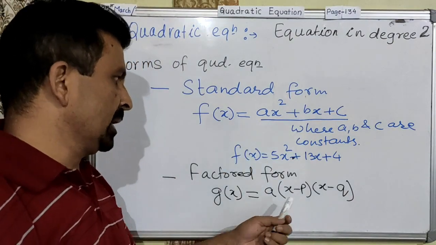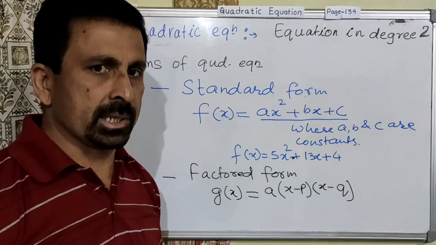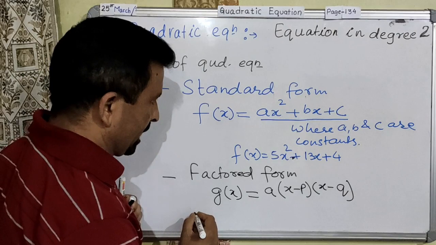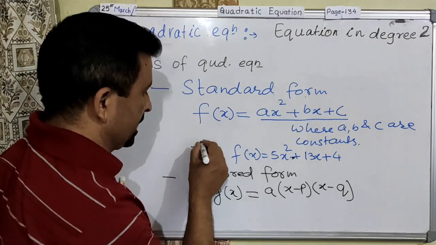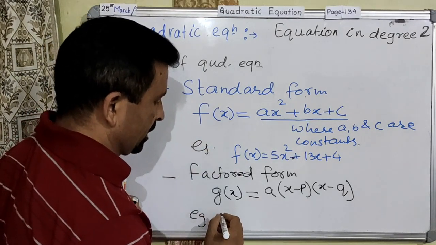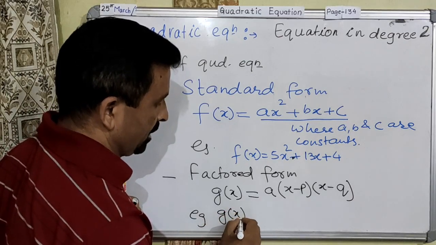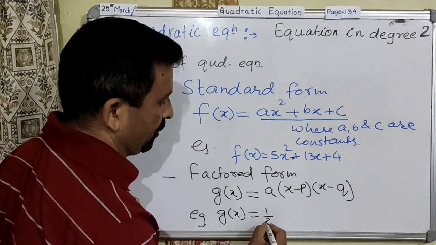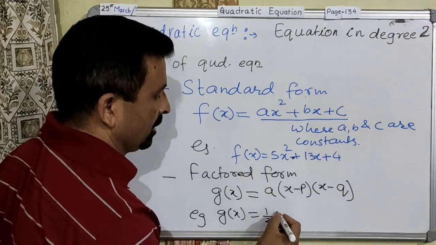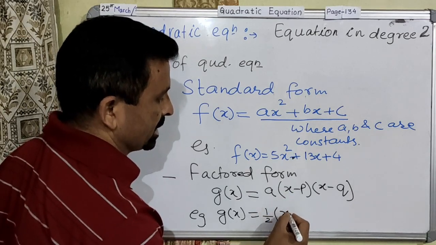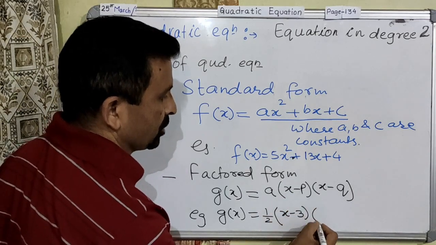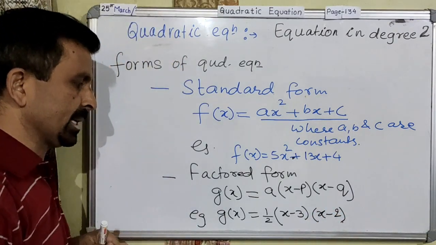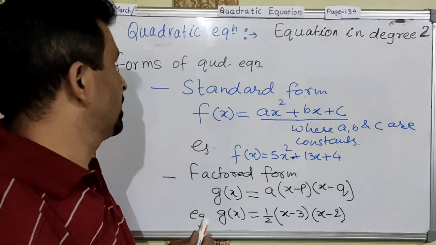Similarly, same as the first one, here p and q are also constants, right? So if I give you an example, we can write g(x) is equal to, for a we can write, say, half. It could be a whole number also. And then this is (x minus 3) into (x minus 2). So this is one example of factored form.